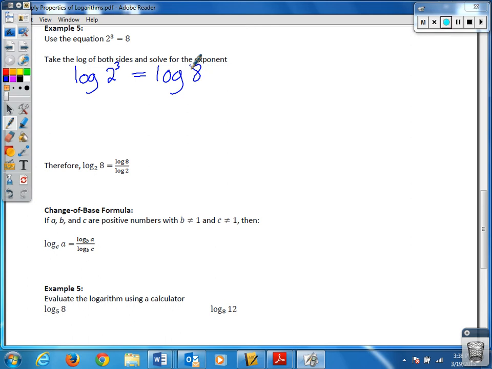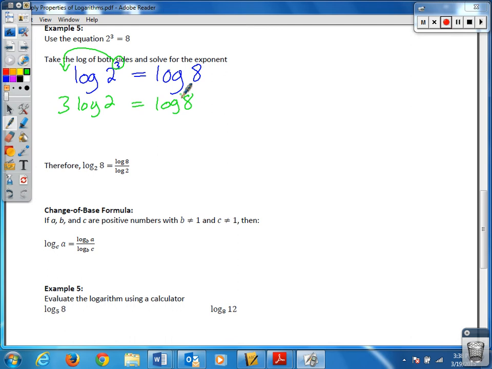So the log of 2 to the third and the log of 8. We just took the log, and this is the common log, base 10 log of both sides. It doesn't matter what log you use for this. I just happen to choose the base 10 log. Okay, so then we have this exponent of 3 up here. Let's pull this down and turn this into 3 times the log of 2 equals the log of 8.